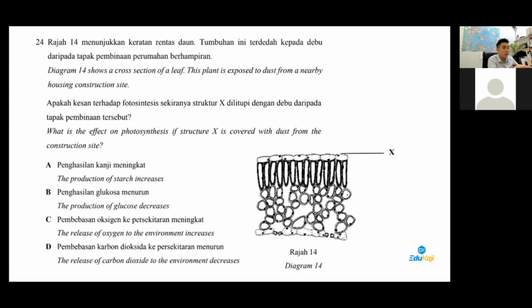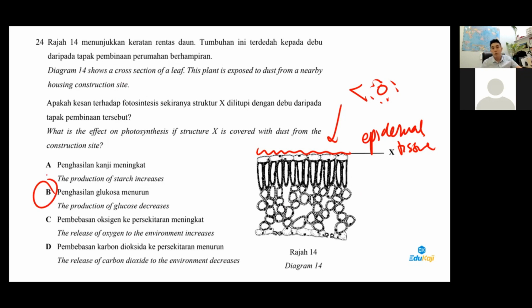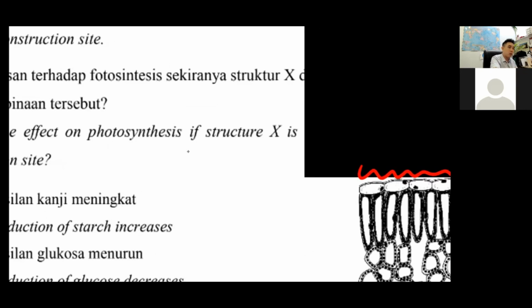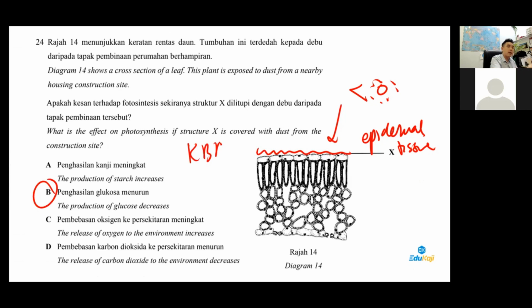Guys, 24 here. This is the top layer of the leaf. Structure axis, I think they are referring to epidermal tissue. What happens when a layer of dust covers it? Less sunlight can reach the cells, a lower rate of photosynthesis can occur, less glucose produced. That's a bit of K-bar. You can write K-bar.